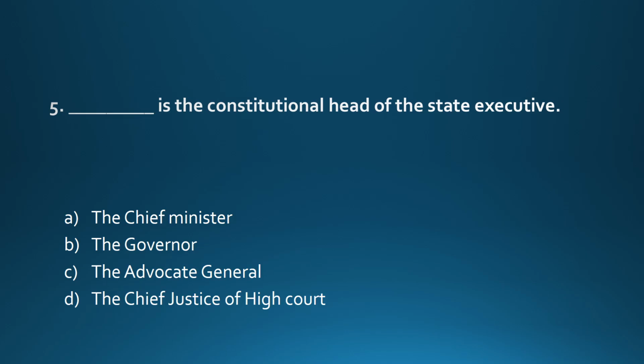Question number 5. Dash is the constitutional head of the state executive. Option A, the chief minister. Option B, the governor. Option C, the advocate general. Option D, the chief justice of high court. Correct answer is option B, the governor.